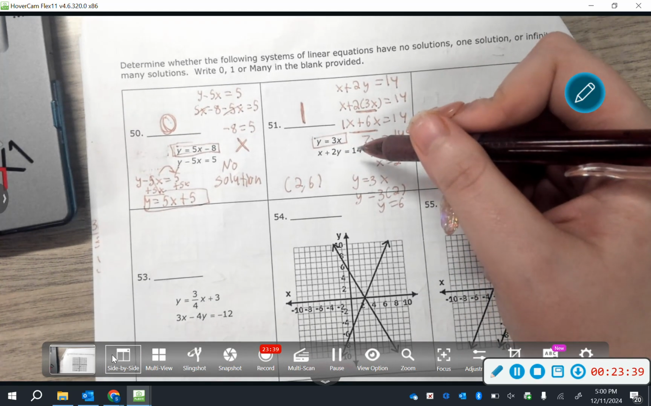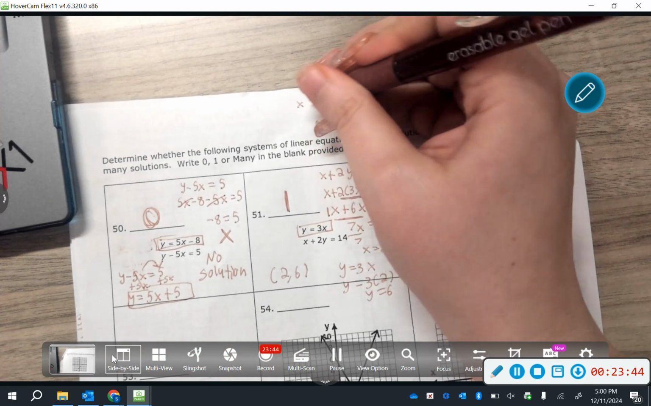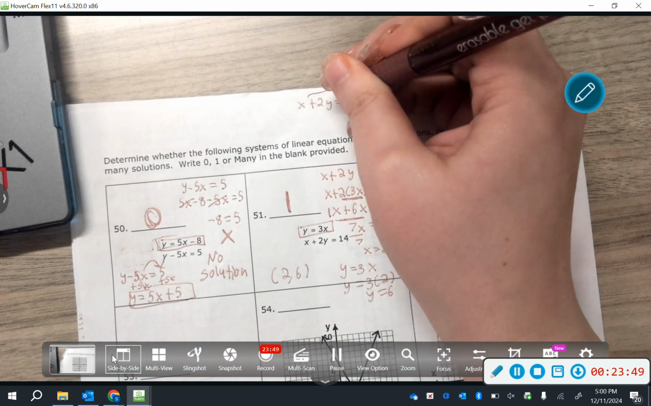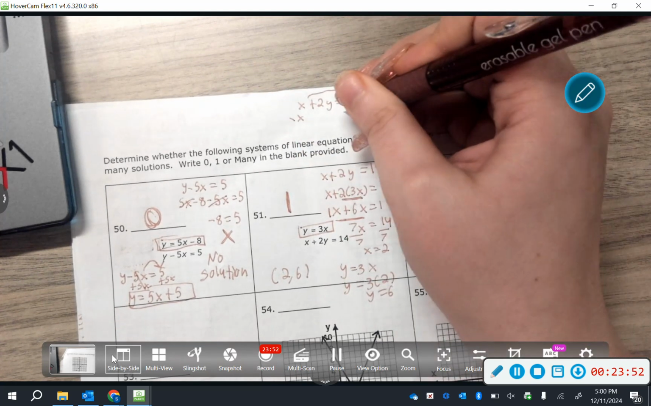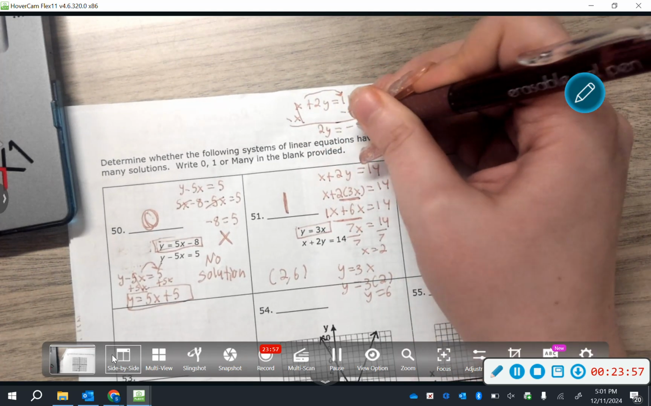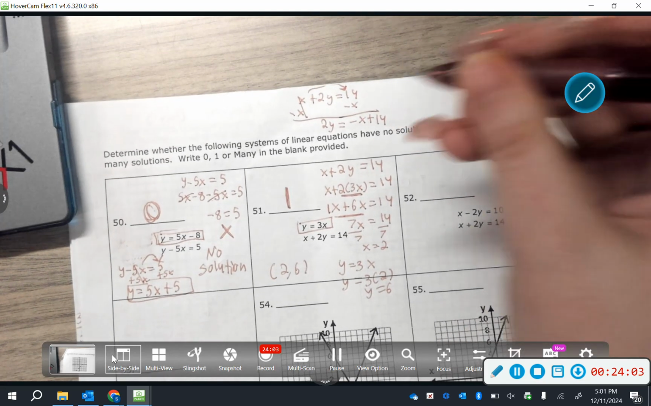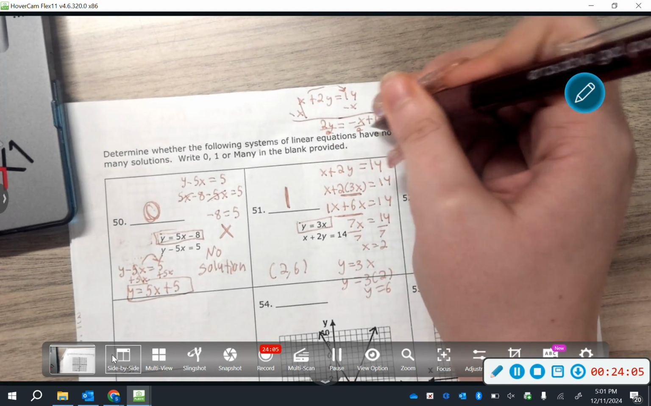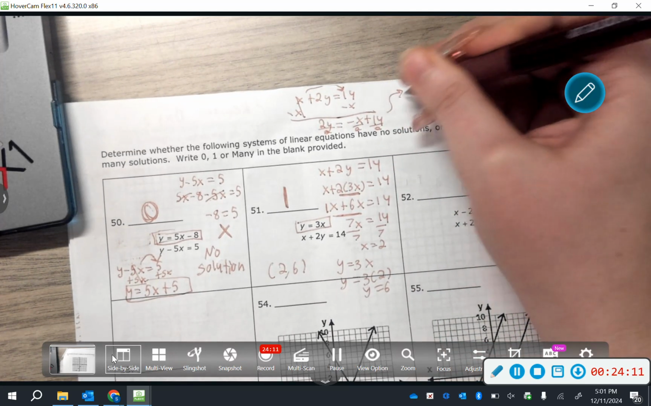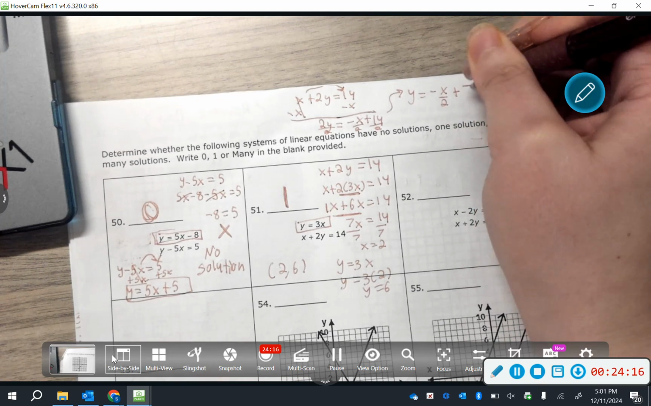If you're someone who wanted to plug it in your calculator, I must maybe squeeze it up here. So we have x plus 2y equals 14. If I want to get the y by itself, we're going to do minus x to both sides. So we have 2y equals negative x plus 14. We don't want 2y, so we would divide everything by 2. So we would have y equals negative x over 2 plus 7.